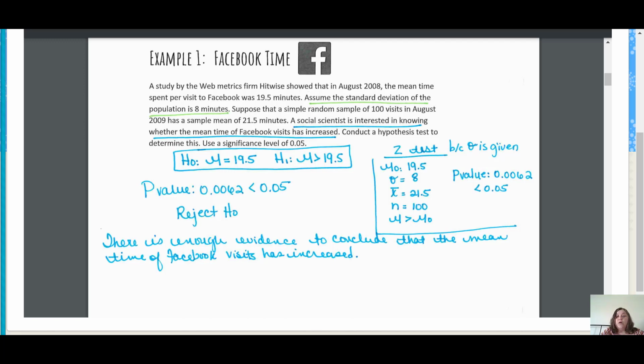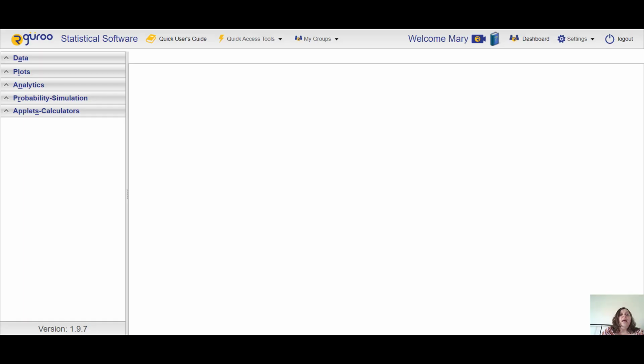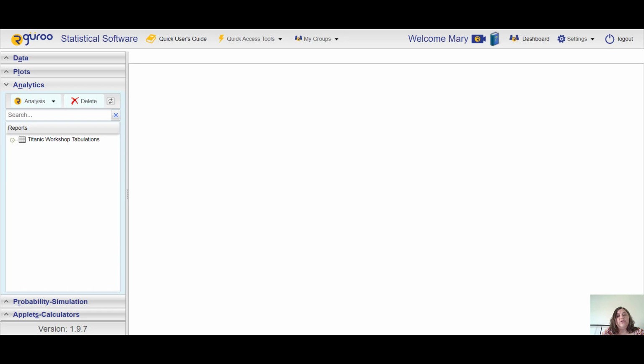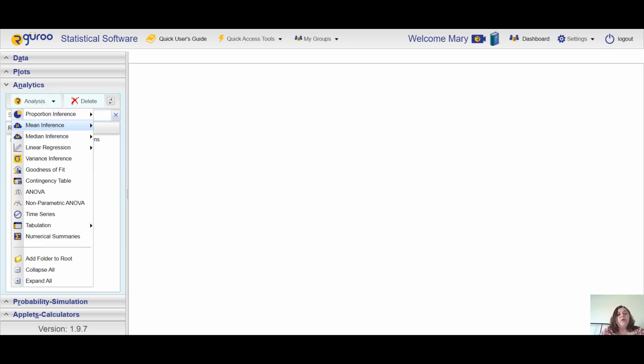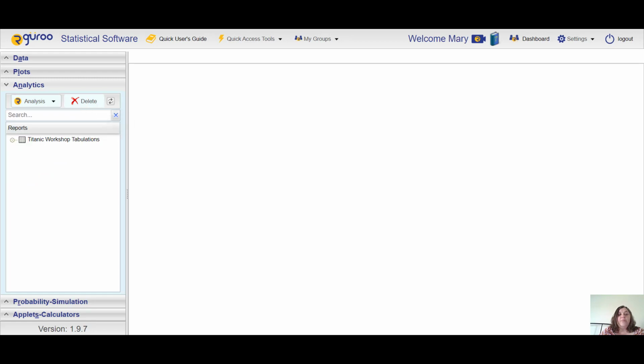So again, the null is that the mean is equal to 19.5. Alternate is that it's greater. The population standard deviation is 8, sample mean of 21.5, n equals 100. So let's go to Rguroo. Hypothesis tests are under analytics, and if you click on analysis, you will click on mean inference because we're testing a hypothesis test for a mean, and we're going to do one population.